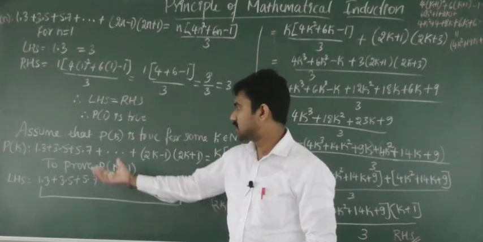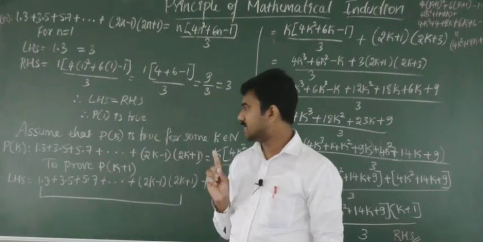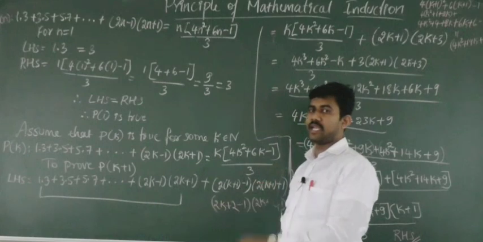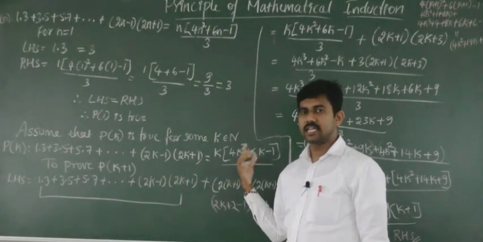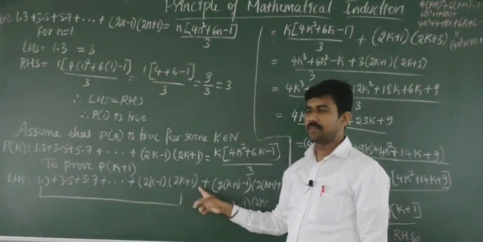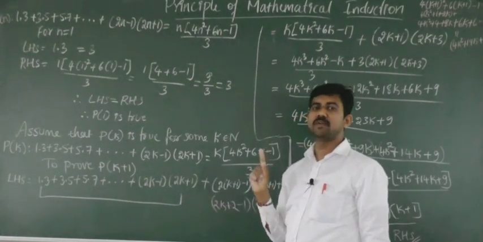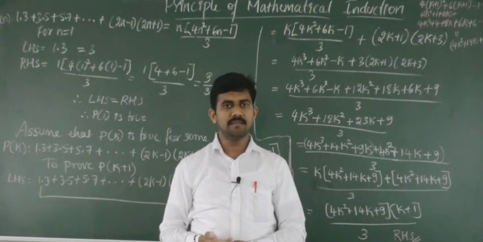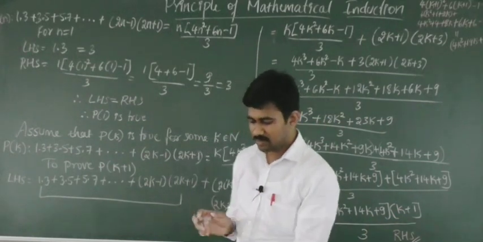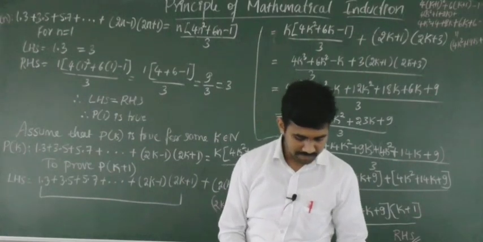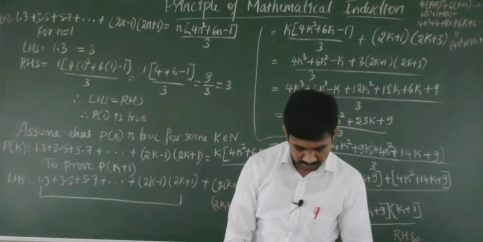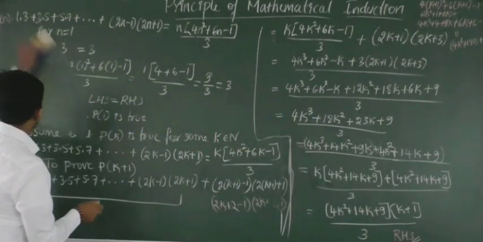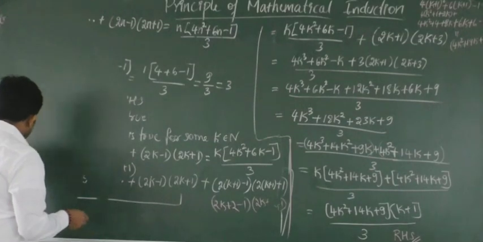And then we have the step, that is assumption. We have to do the assumption that P of k is true for some natural number k. Okay, and then we can write the statement by replacing n as k. And then we have to consider the LHS of P of k plus 1, and we should get the RHS of P of k plus 1. Okay, so like this we have the method of principle of mathematical induction. Okay, now we'll see the next question. What is the next question we have? See, for all n greater than or equal to 1, listen here.